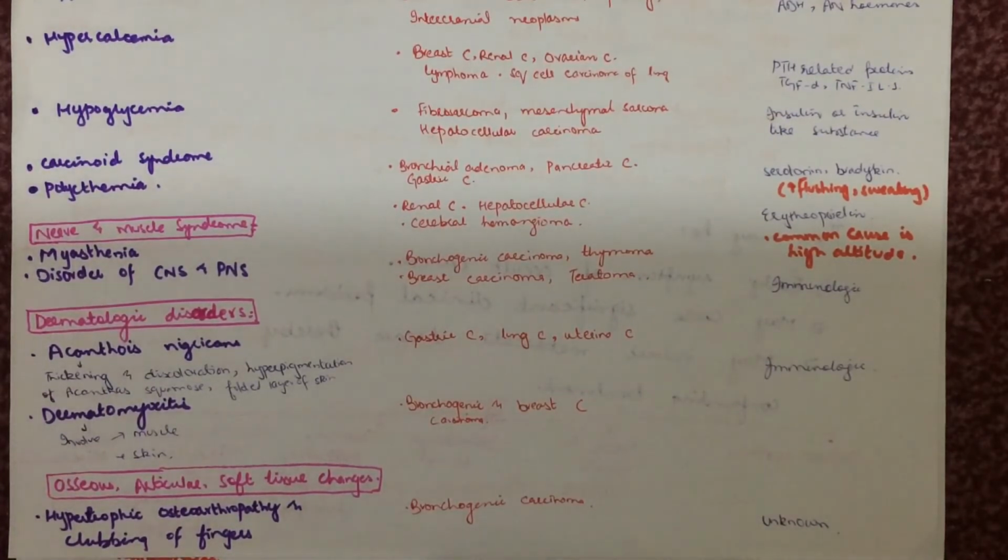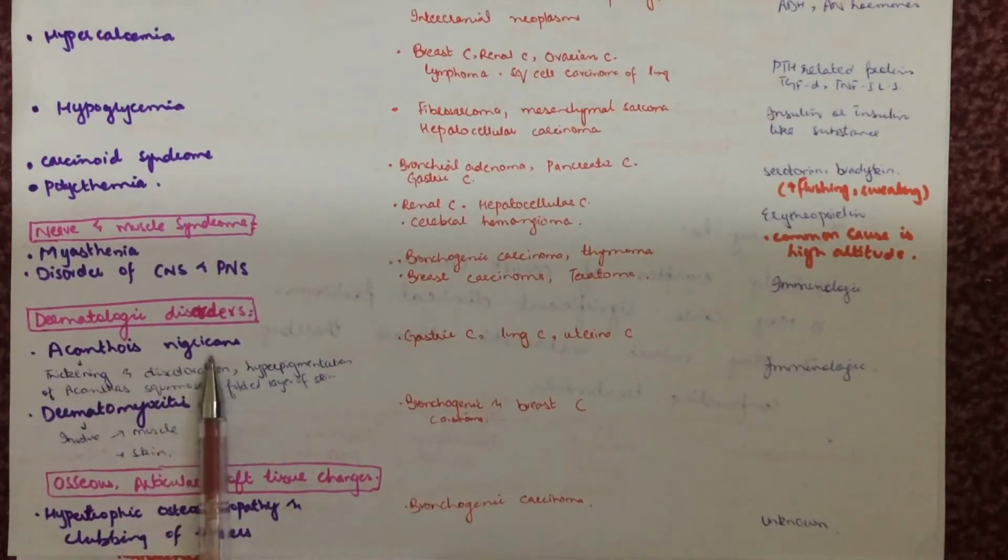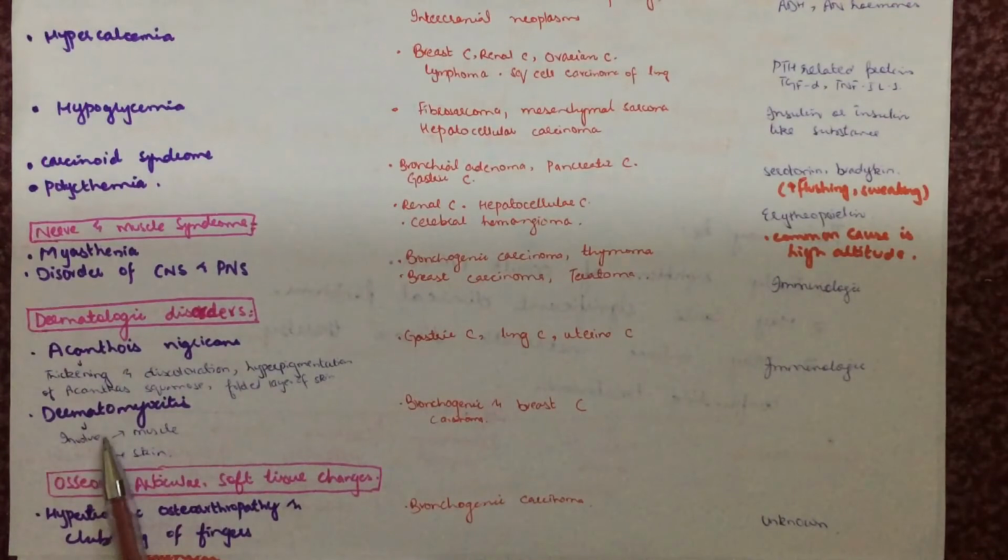I would like to explain what this term acanthosis nigricans means. It means the thickening and discoloration or hyperpigmentation of the skin, as derived from the name. It is a folded layer of skin. And dermatomyositis includes derma, skin, and myositis means muscle.